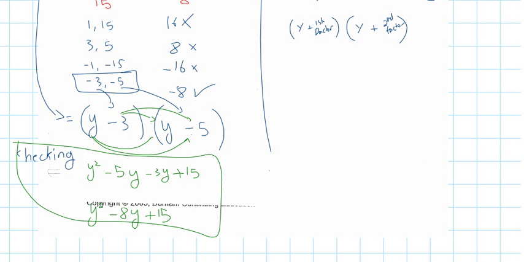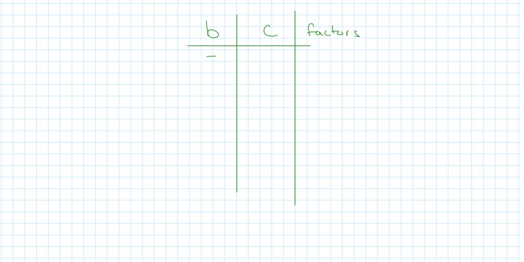So here are some of the rules that I will give you on a sheet of paper, but at the same time, I'm going to write them on a piece of paper here. Okay? So your B and your C, and then your factors. So if B is positive and C is positive, if both of them are positive, then both factors are going to be positive.